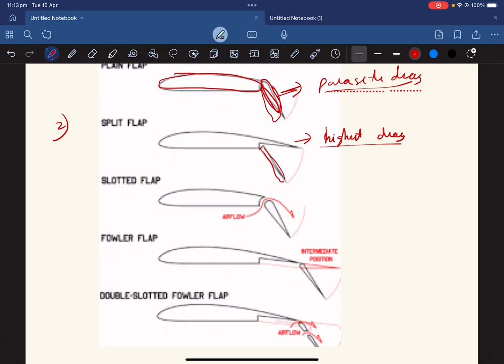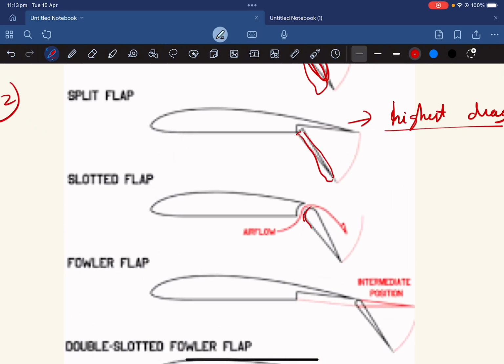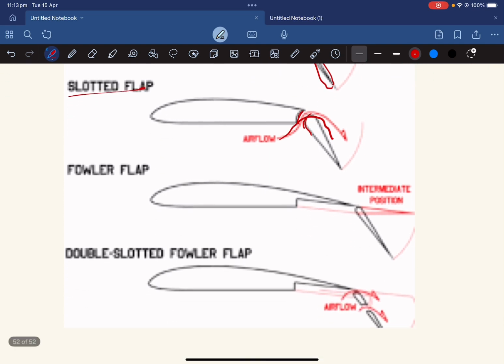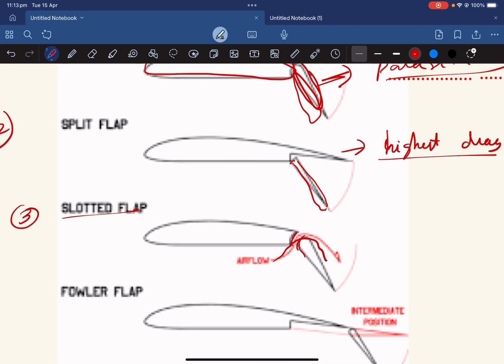Then you have the slotted flap. The area between your flap and your airfoil is called a slot. As I told you, air enters from here and re-energizes the boundary layer, therefore delaying separation. This is a slotted flap. This is going to be the third, and this is the fourth one.